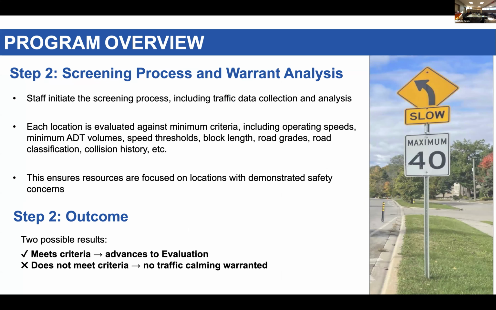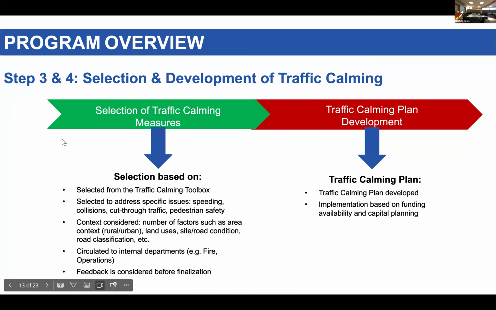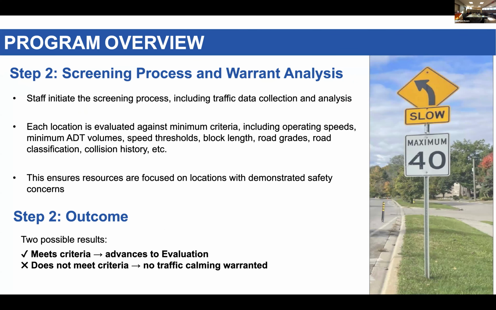Moving on to step two, in this step, staff review and analyze the data. Staff look at the speed, traffic volume, roadway condition, and the collision history. This ensures resources are focused on locations with demonstrated safety concerns. Then staff determine if the location meets the criteria for traffic calming. If it does not meet the criteria, there are other tools that can be implemented, like enforcement, or it can stay on monitoring for staff for future implementation as appropriate. Only eligible locations proceed to the next stage.